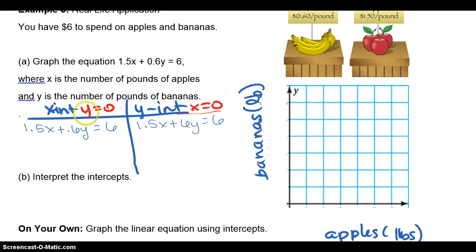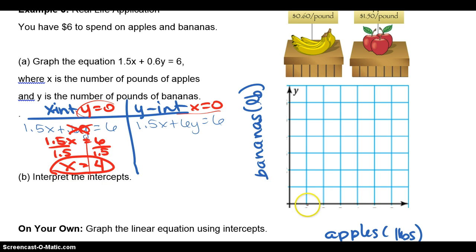So where we see a y, what are we going to put in? 0. If I put in 0 here, anything times 0 is 0. So I can finish my equation by 1.5x equals 6. I divide both sides by 1.5 because it was connected to the x by multiplication. So x equals 6 divided by 1.5, which is 4. That is my x-intercept.